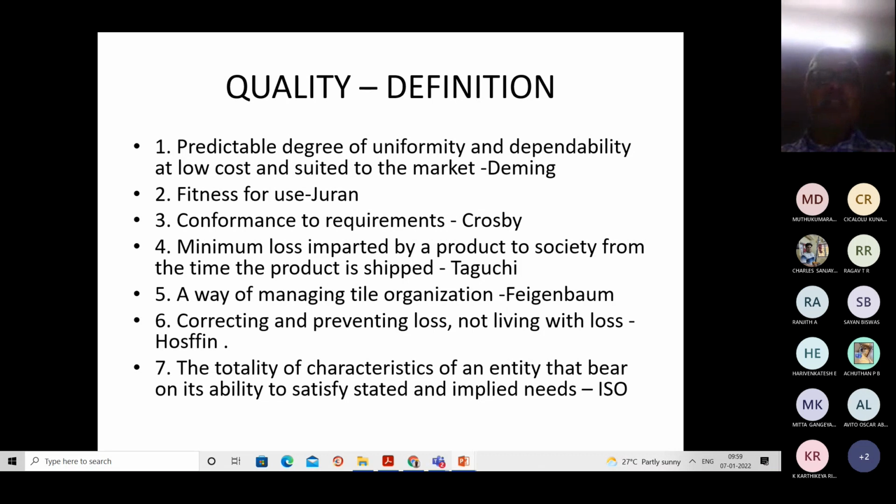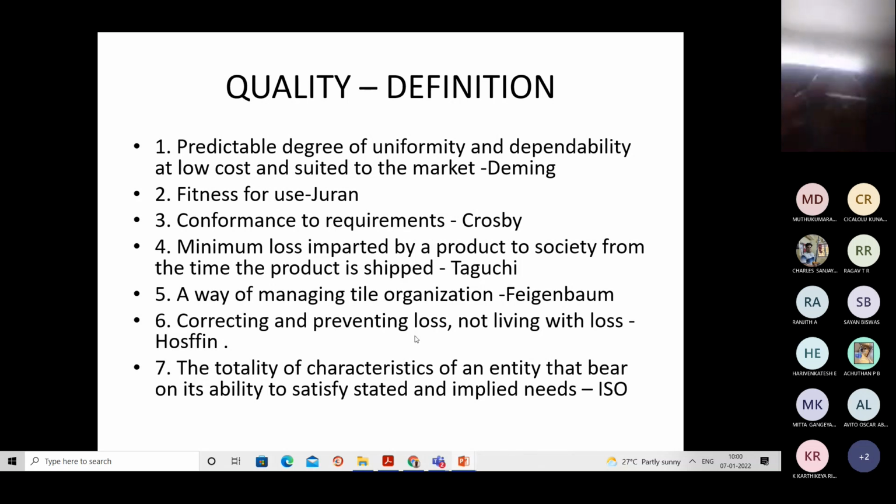So that way, cost, conformance to requirements, especially for engineering components, conforming to the requirements is very important. For example, tolerance is plus or minus 0.5. So next, Taguchi: minimum loss imparted by a product to society. This Taguchi we will discuss in some other session, I don't want to confuse. And then Feigenbaum has given something, a way of managing the organization. And Juran has given one definition. That is also very important. Correcting and preventing loss. Because that is the problem.